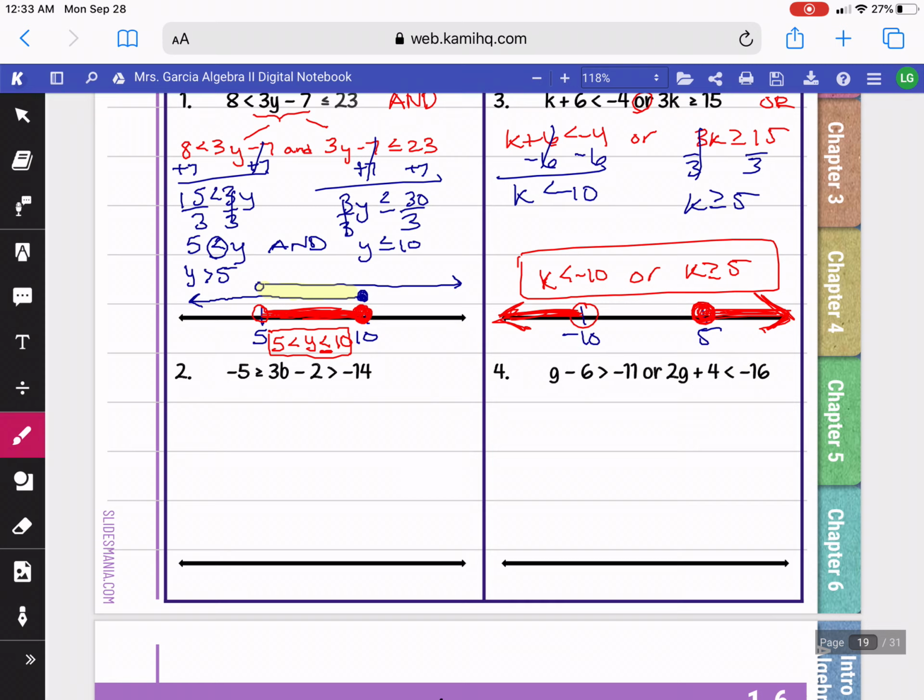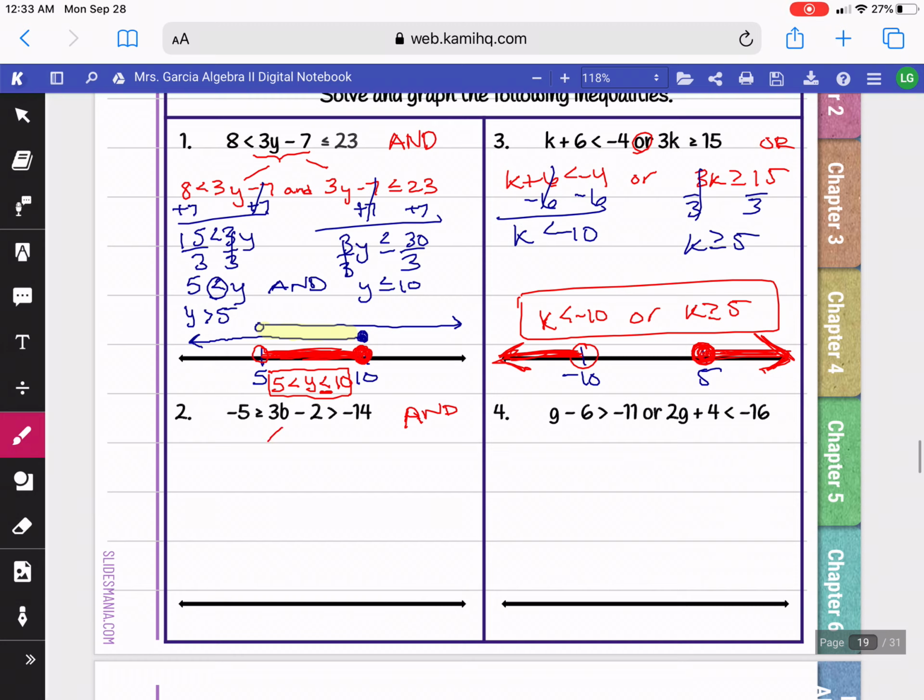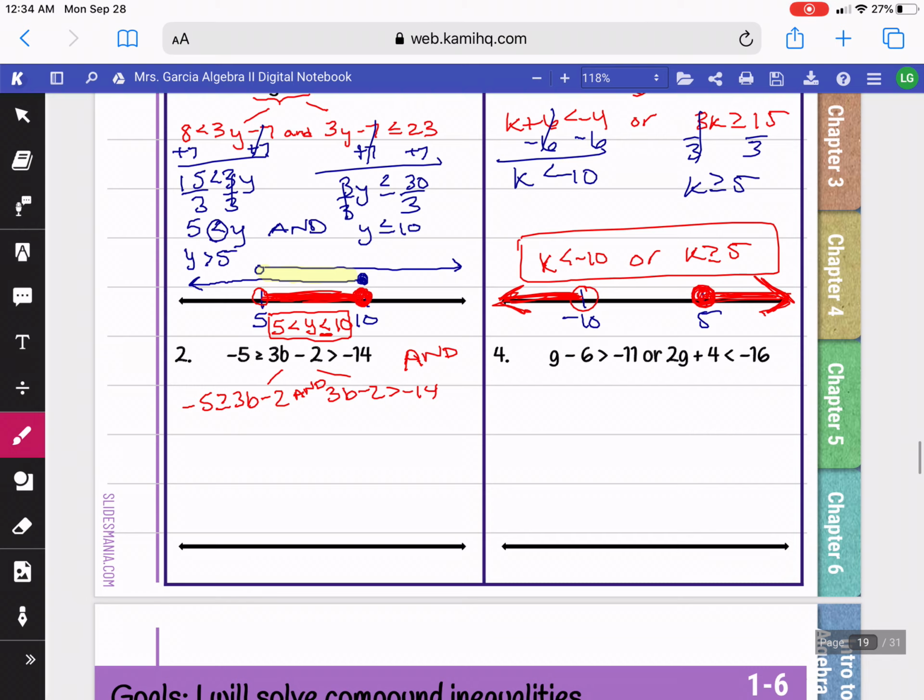Number 2 is similar. On number 2, I notice my symbols right away. I'm going to use the word and, because here they didn't have the word or on it. So I'm going to split this into two problems. -5 is greater than or equal to 3b minus 2. 3b minus 2 is greater than -14. And I'm going to solve both of them for b.